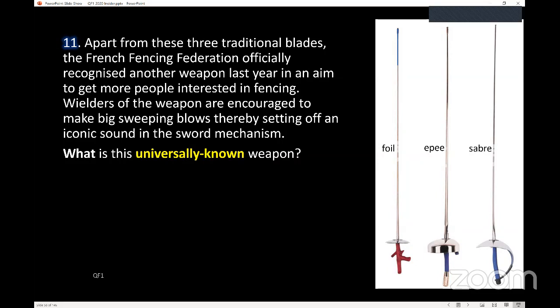Fencing was not very popular, maybe now it's popular during COVID times, but before that it wasn't, and they wanted to make it more popular, so they suggested using another kind of sword so that they get kids interested and nerds interested. And what is this sword? That makes a big sweeping blow, that makes an iconic sound when you make a big sweeping blow.